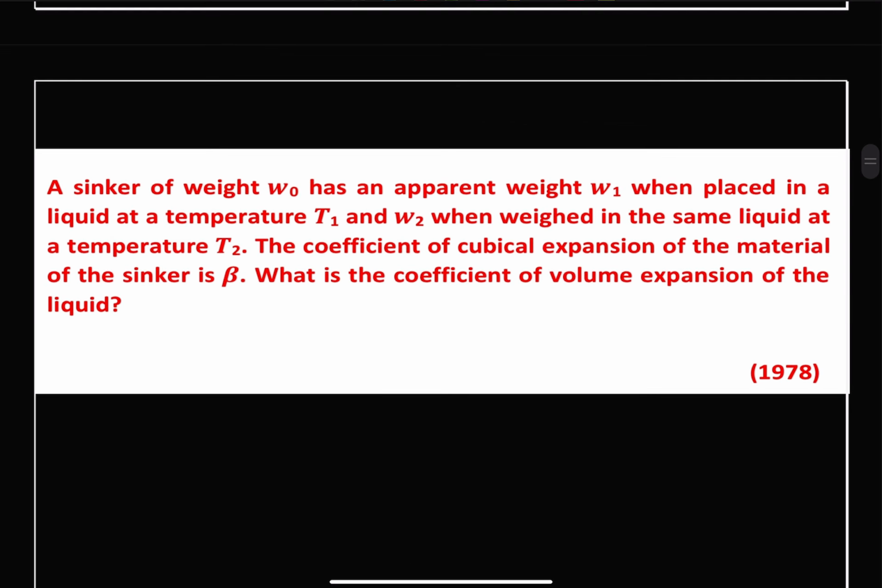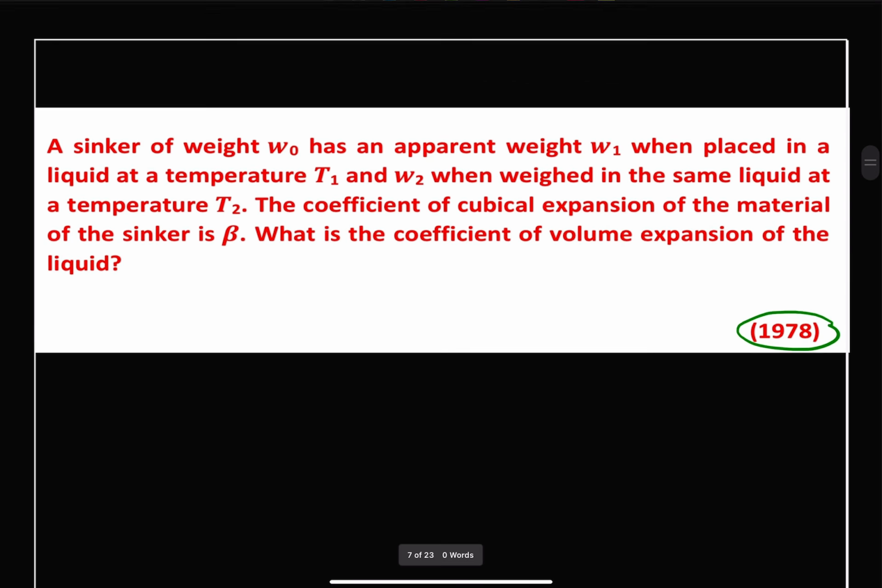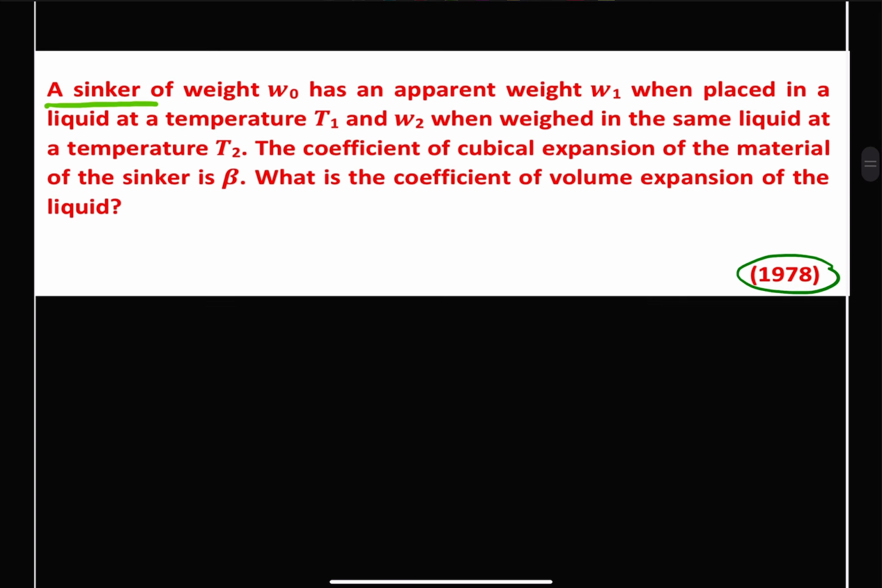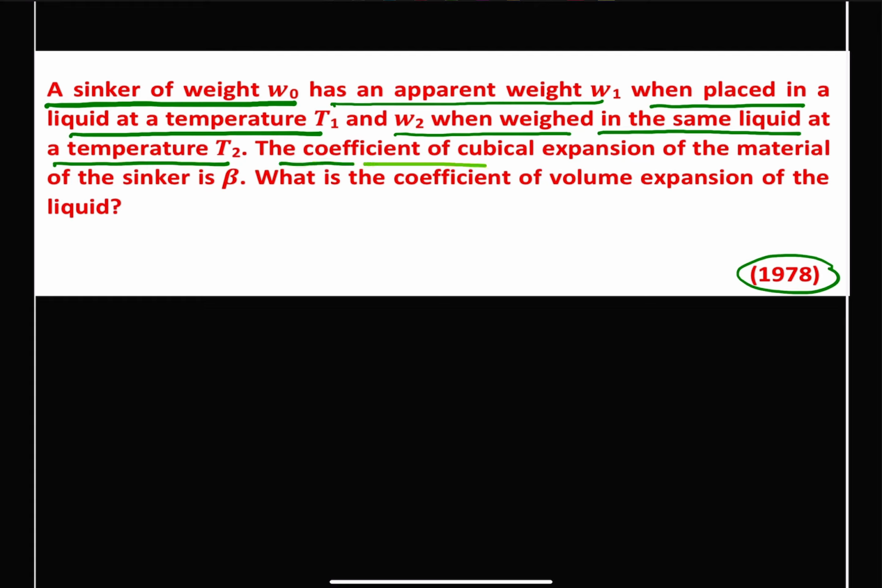It was also asked in the year 1978, and it states that a sinker of weight W0 has an apparent weight of W1 when placed in a liquid at a temperature T1, and W2 when weighed in the same liquid at a temperature of T2. The coefficient of cubical expansion of the material of the sinker is beta. What is the coefficient of volume expansion of the liquid? Okay. So in this case, we have to find out the coefficient of volume expansion.